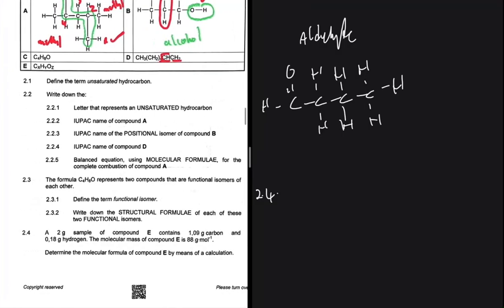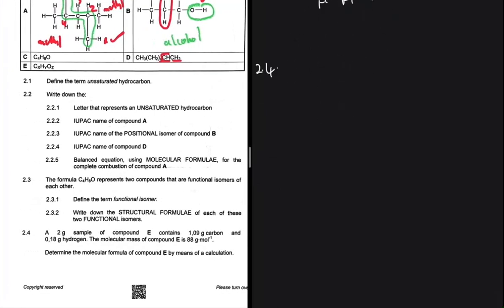So for compound E, what do we have there? We have CxHyOz, right? So we need to determine the molecular formula. What are we going to do? What is going to be our first step? We have the masses, right? The first step is to calculate the number of moles. So let's just do that first, and then we're going to carry on with that conversation.